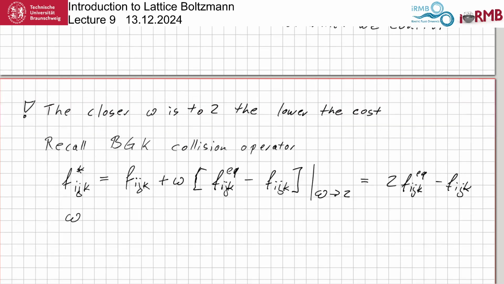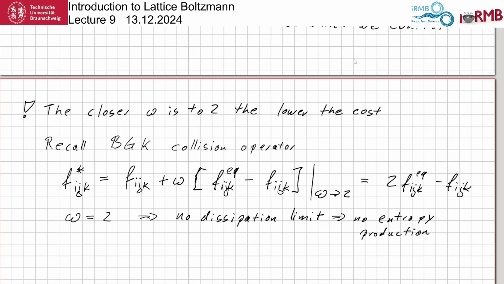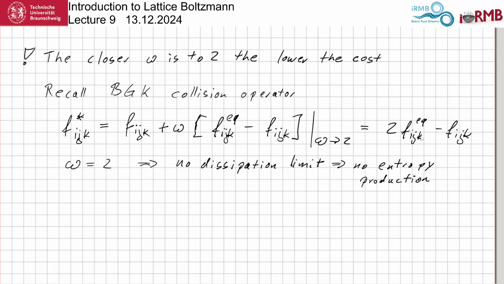So we have seen this. This omega equal to 2 is the no dissipation limit, where we have no entropy production and no destruction of information, which is the same. So, what does this mean? There is no destruction of information. You can turn the thing completely around. If there is no entropy, then time is reversible, right?